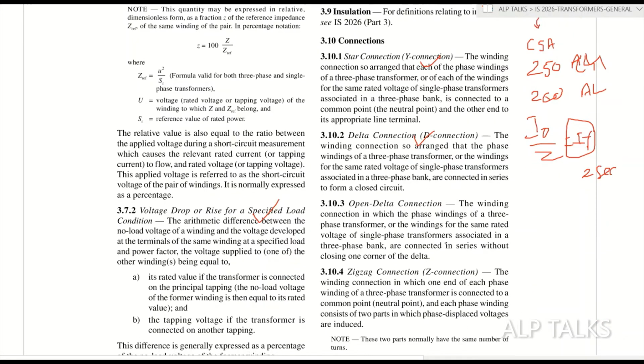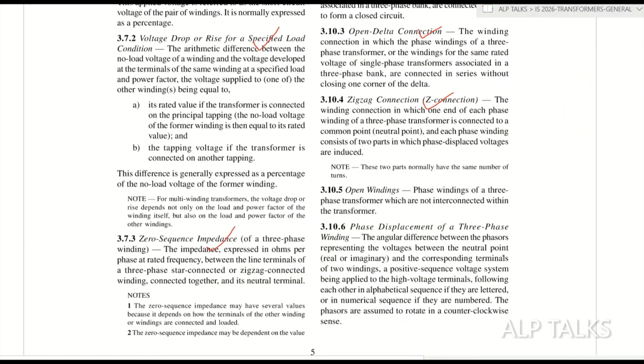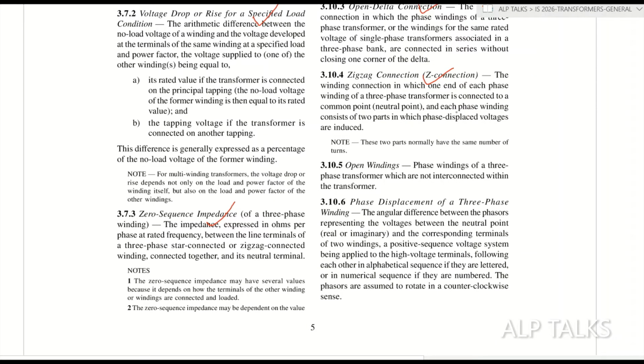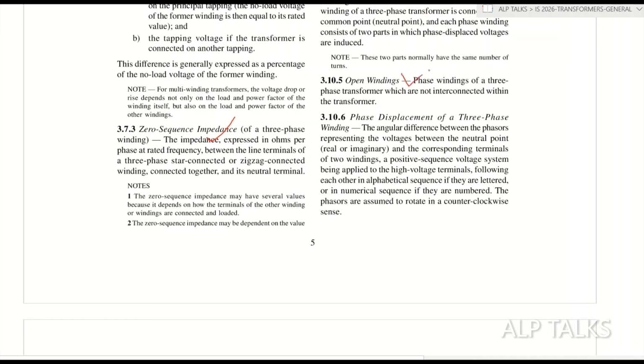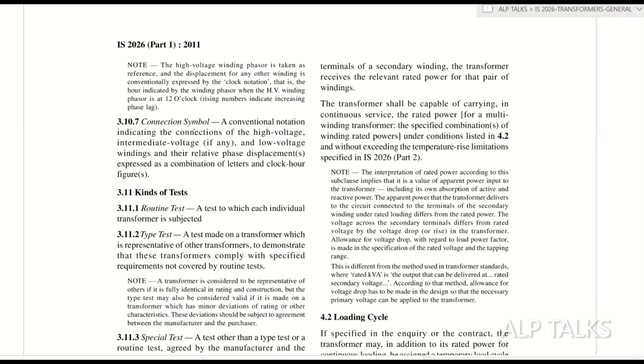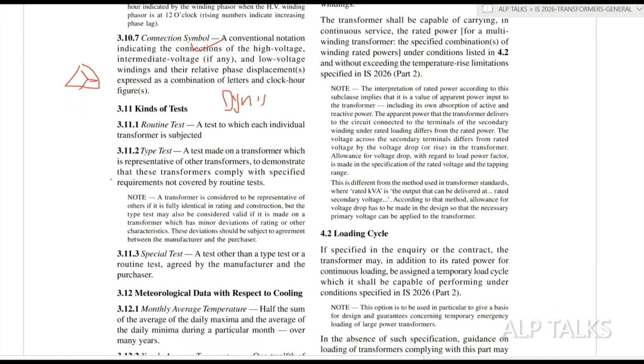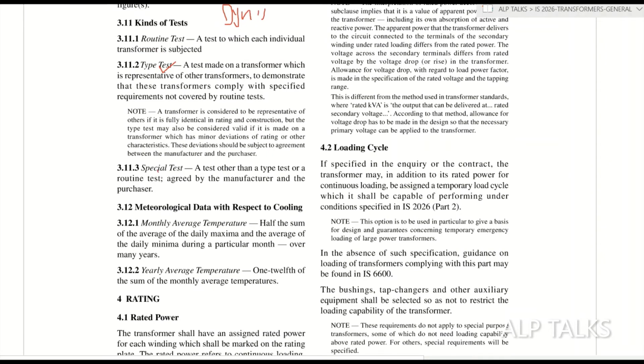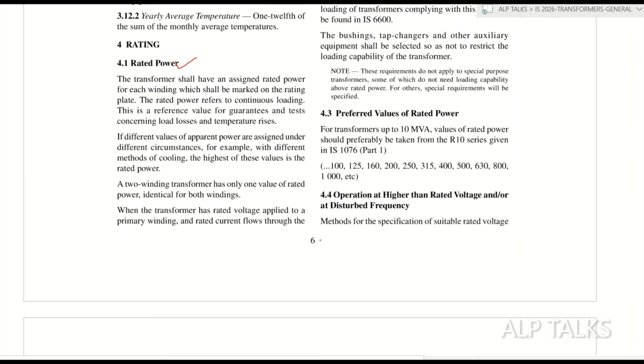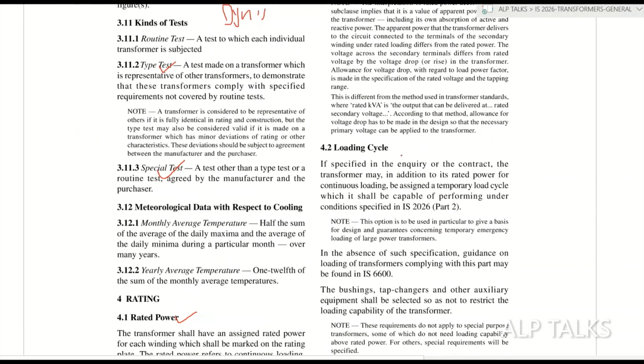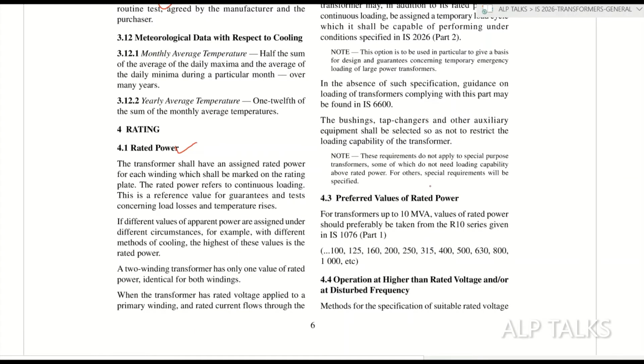Star connection or delta connection is based on requirement. Open zigzag connection is generally used for providing an earth connection. It is open windings. Then there is the connection symbol, generally some symbol will be there, say DYN 11: D means delta, and 11 is the phase displacement, like a clock position. So type tests will be there, special tests will be there. Rated power: there is some loading cycle, generally the normal cycle only.